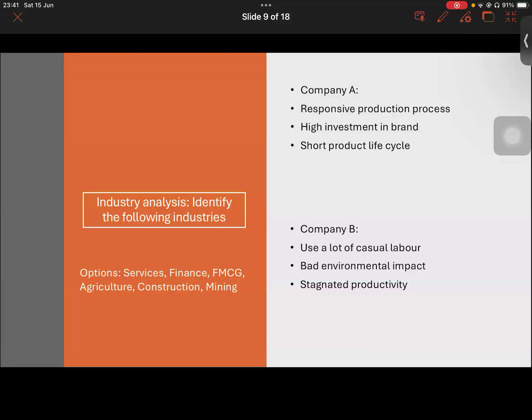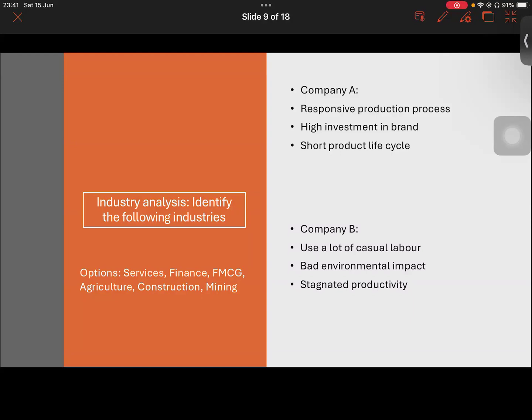Second, high investment in brand. Okay, so it also looks suspicious and maybe giving very important hint. And third, short product life cycle. Okay, it means that they need to launch new product almost constantly, and they need to create and market new product from time to time, weekly, monthly, because of short product life cycle.